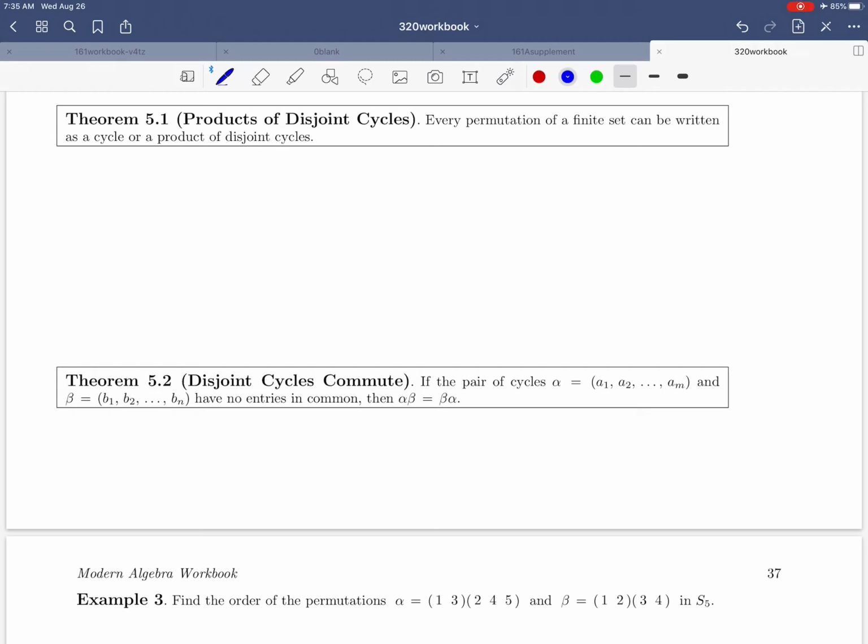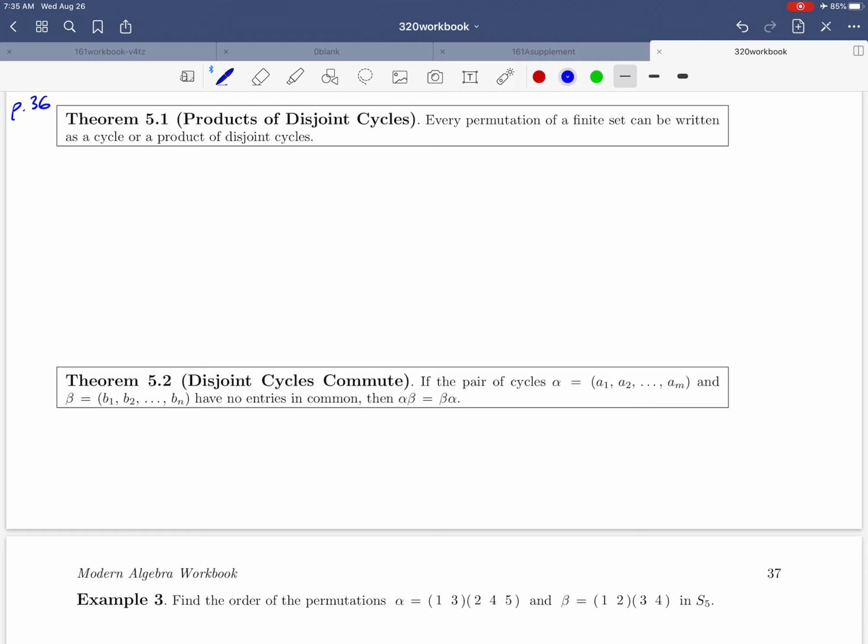Hello everybody, and welcome to Theorem 5.1. We are looking at page 36 of the workbook here. And up to this point in this section, we've talked a lot about calculations involving permutations and some notation. And now we're ready to make some more general observations about permutations in symmetric groups.